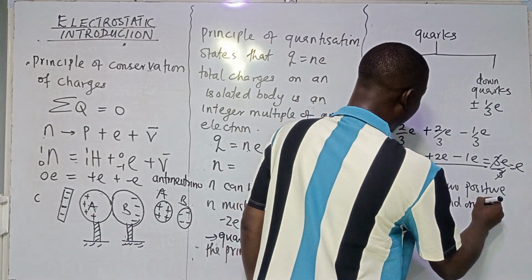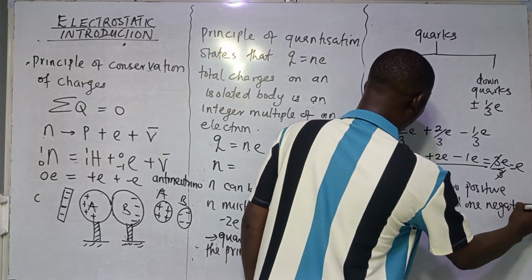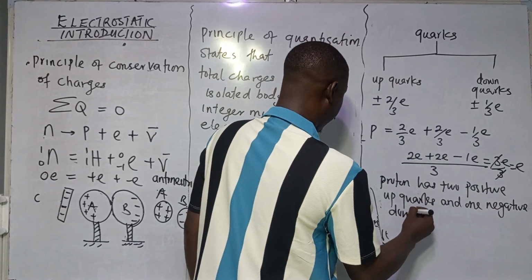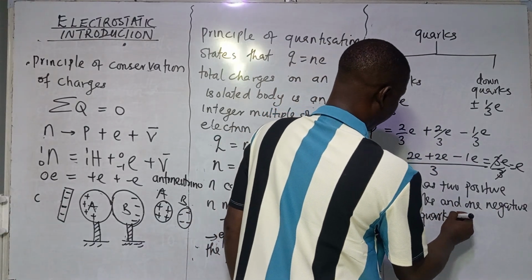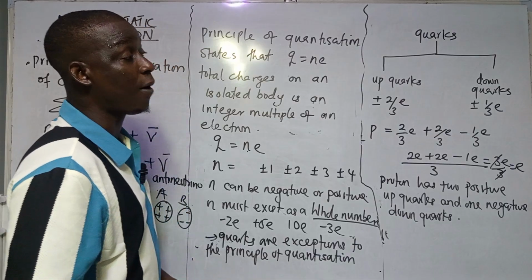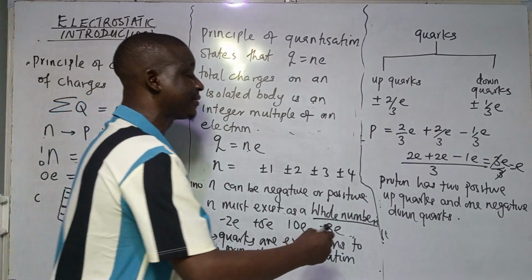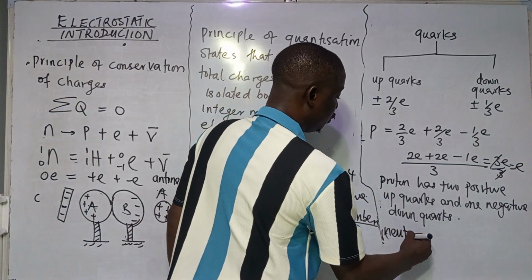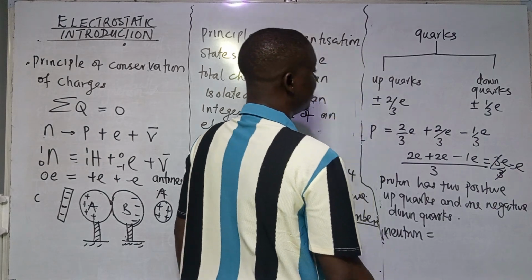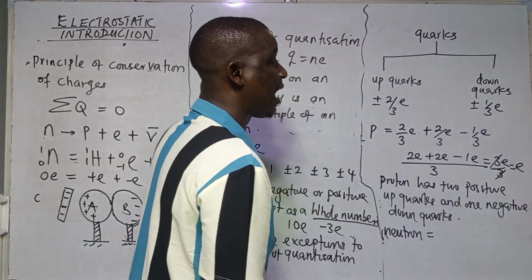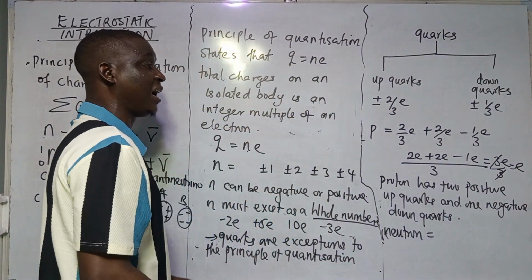And what? One, what? Negative what? Down quarks. Please take note of that. Two positive up quarks and one negative down quark. What about the neutron? How many up quarks and how many down quarks does the neutron have?